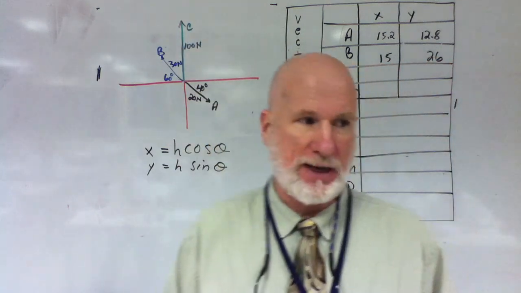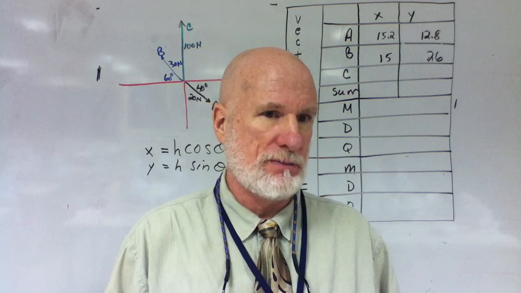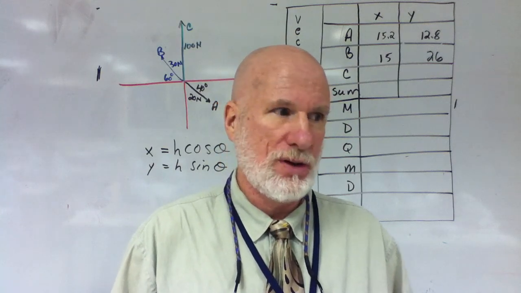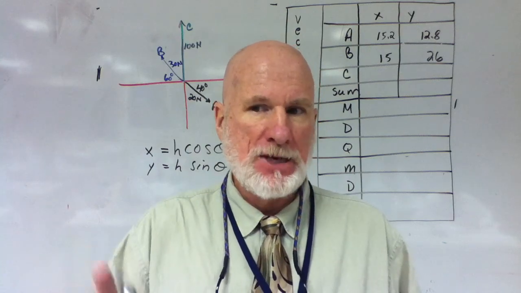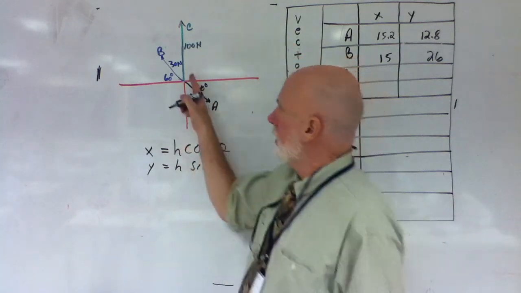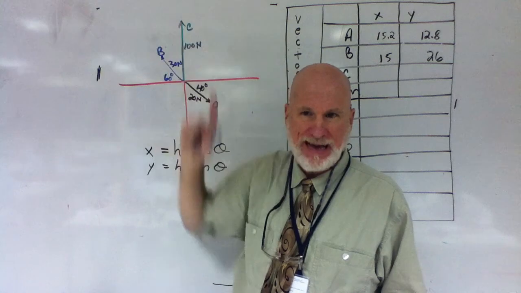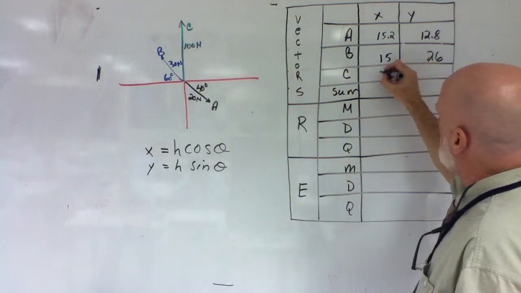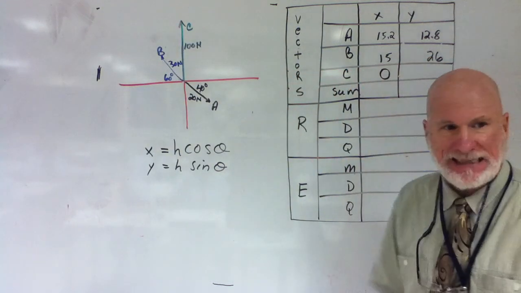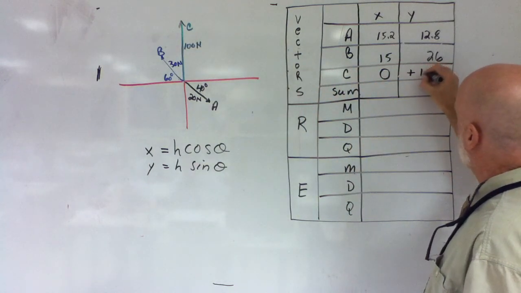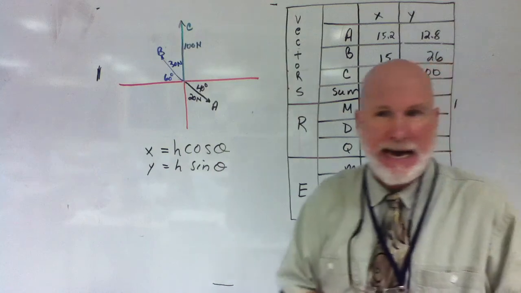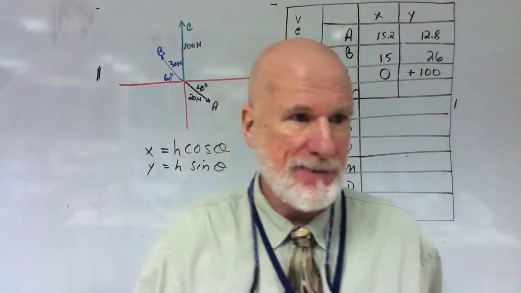So listen carefully. I'm going to show you how to do the 90-degree one. You don't have to do what we've been doing with A and B. So if it's going to be 100 straight up, that means it's going to be 0 on the x-axis, right? And it's going to be positive 100 on the y-axis. Do you get that? You see that?